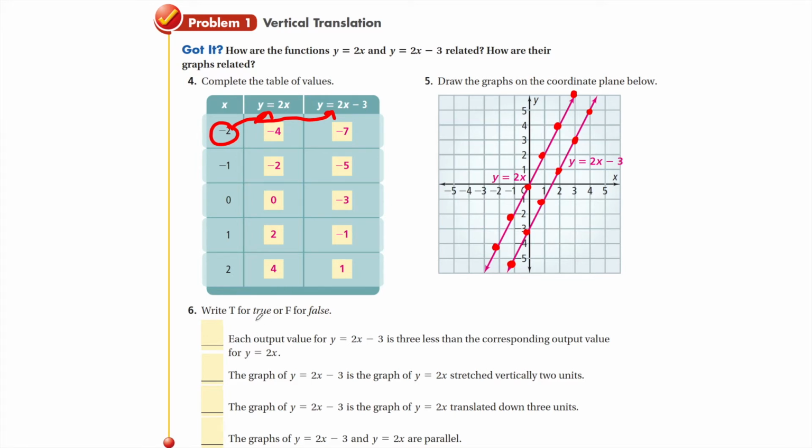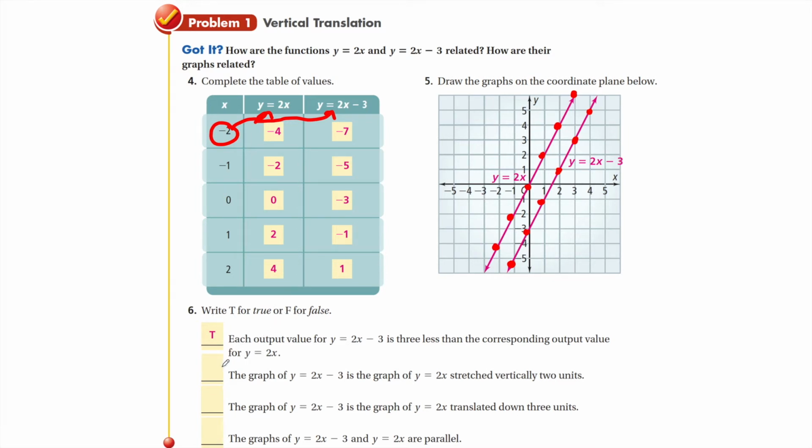Now, for each output value of y equals 2x minus 3, is it 3 less than the corresponding output value for y equals 2x? Well, in this case, it is, right? Every single value is less. Negative 7 is less than negative 4. Negative 3 is less than 0. Negative 1 is less than 2. And 1 is less than 4. And negative 5 is less than negative 2. They all are less than.